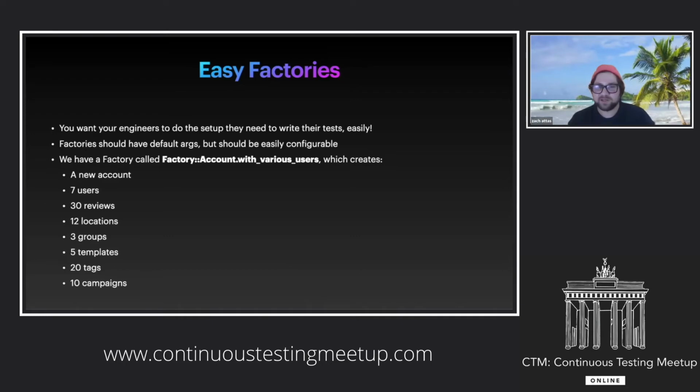But it also is configurable. So if I wanted to only create 1 user, I can provide an argument to have it do that. If I wanted to not create reviews, I can provide an argument to do that. If I wanted to create 12 locations, but have those locations not have reviews, because I'm testing a new splash screen that occurs when you have locations but not reviews, you can also do that. So you can configure each of the pieces to get in the state that you want to be in.